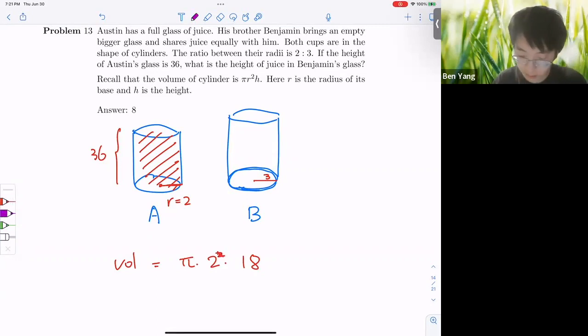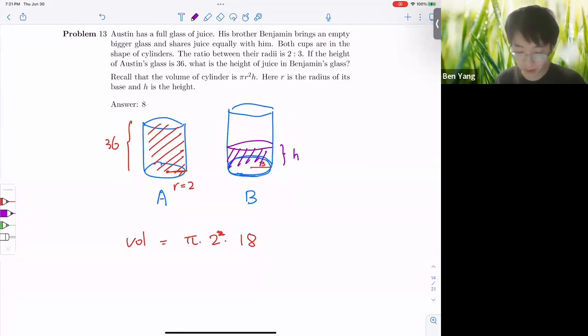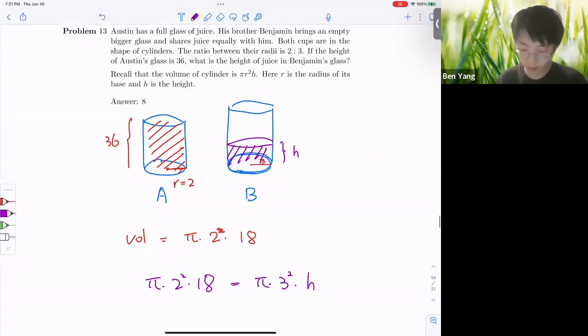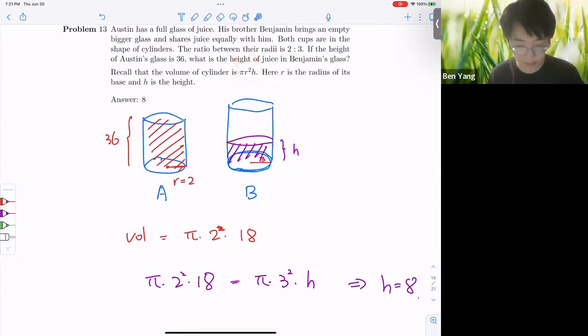So let's say the height of the juice in Benjamin's glass is h. After they share the juice, we know that it's pi times 2 squared times 18. That should be equal to pi times 3 squared times h. And here we can find the value of h. So h is equal to 8. So this question is just about the volume of a cylinder, and we do have the formula here. Cool. Let's see the next one.